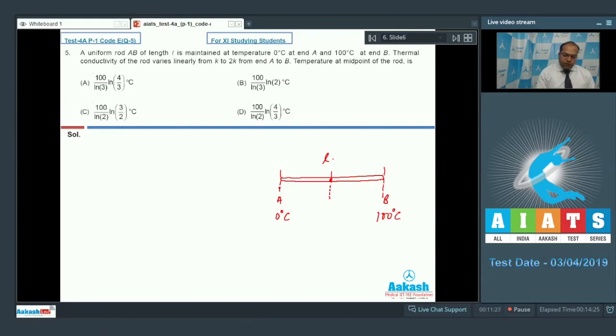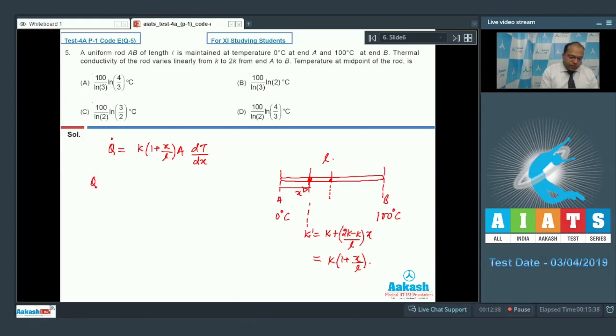If I go at a distance x from here, then the thermal conductivity K' can be written as K plus (2K minus K) by L into x. So it comes out to be K into (1 plus x by L). Now let the rate of heat flow in the rod be Q dot, which is the same in every cross section. Then I can write Q dot, that is dQ by dt, is equal to K into (1 plus x by L) into A, where A is the area of cross section, into dT by dx. If I rearrange this differential equation, it can be written as Q dot divided by KA into dx divided by (1 plus x by L) is equal to dT.